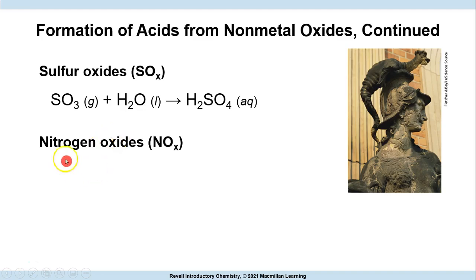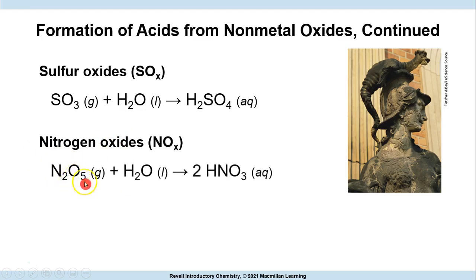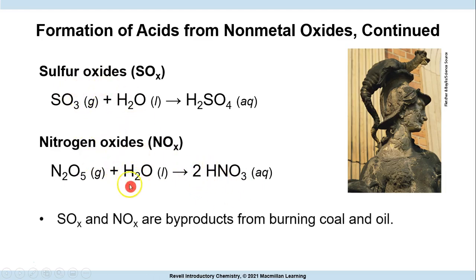Now, an example of a nitrogen oxide that we can use here is dinitrogen pentoxide. If dinitrogen pentoxide reacts with water, that forms nitric acid. Now, one very important thing that you need to know about the sulfur and the nitrogen oxides is that they are byproducts from burning coal and oil.